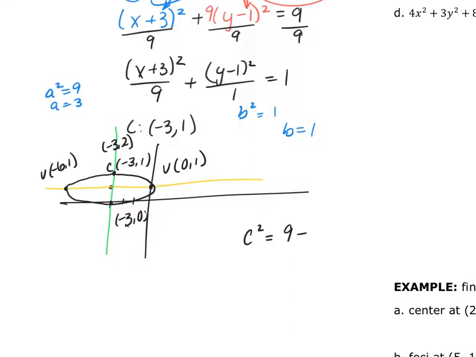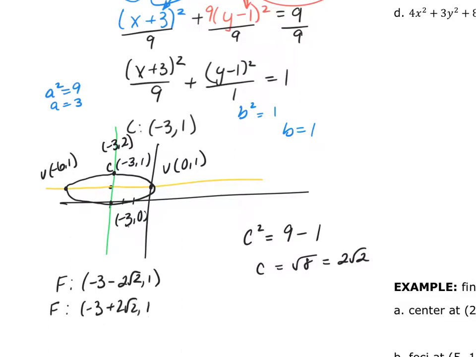Okay, so 9 minus 1. So my larger number squared minus my smaller number squared. So my c is going to be equal to the square root of 8, or 2 root 2. What am I going to add that to? I'm going to add that to the x part of my center or the y part of my center? So my foci are at the point (-3 - 2 root 2, 1) on the left. My foci on the right is (-3 + 2 root 2, 1). How are we doing? All right.